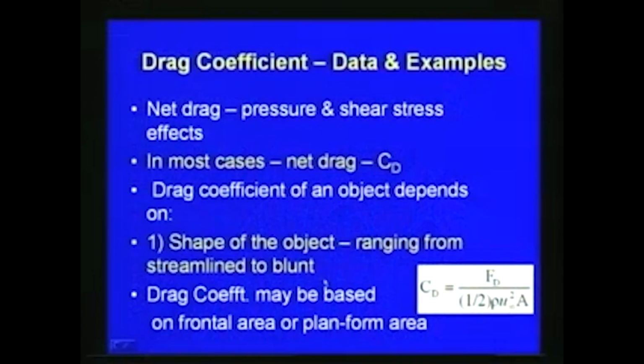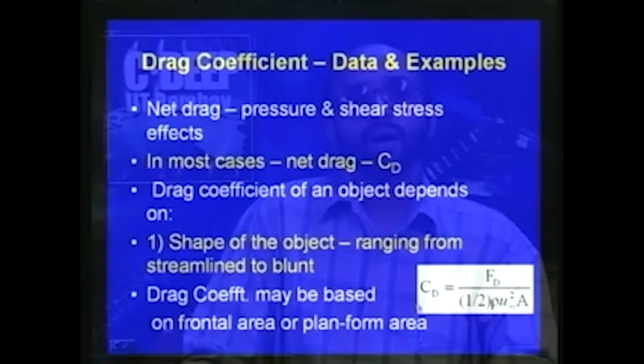The drag coefficient, as we have seen, is based upon the frontal area or plan area. So, the coefficient of drag is equal to the drag force divided by half rho u infinity square into A, where rho is the density of the fluid, Fd is the drag force, u infinity is the free stream velocity, and A is the plan area. Depending upon the case, it can be the frontal area or the platform area.